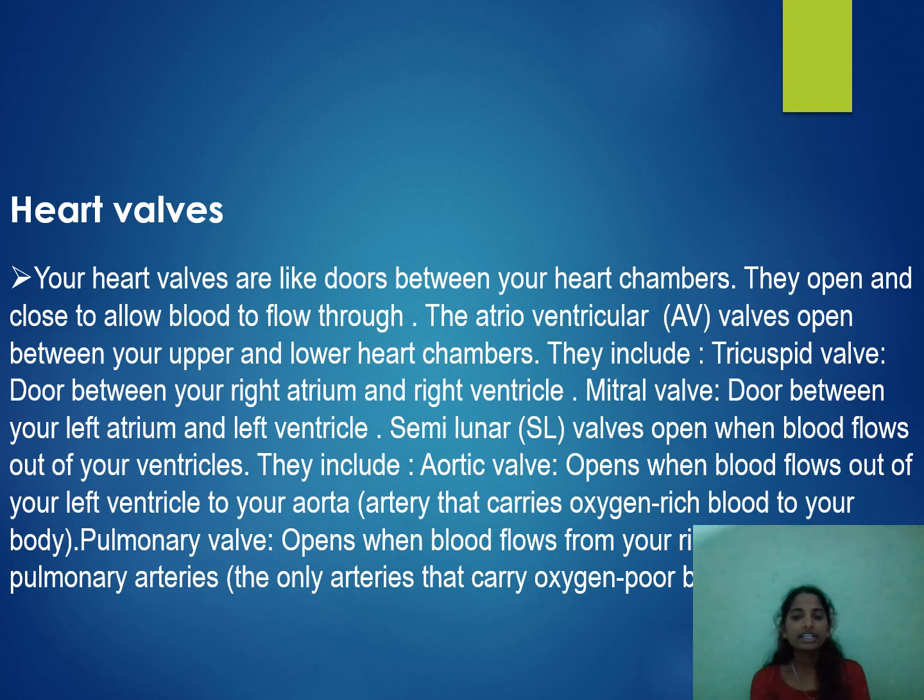They include the aortic valve, which opens when blood flows out of your left ventricle to your aorta, and also the pulmonary valve, which opens when blood flows from your right ventricle to the pulmonary arteries.